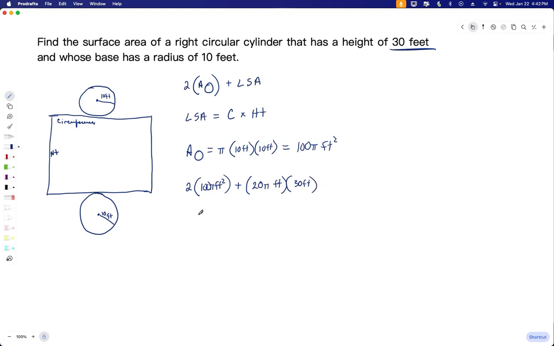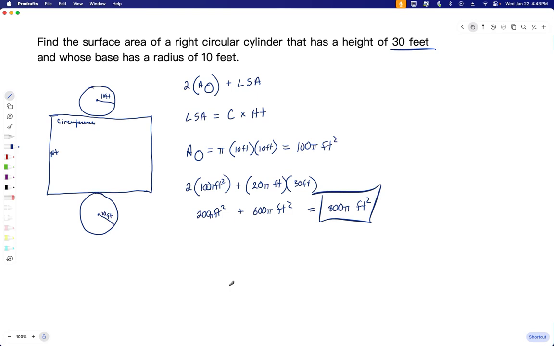So 2 times 100, that's 200 times pi feet square plus 20 times 30, that's going to be 600 times pi, because you have the pi here, feet square. They're both pi, so we can add them together. These are like terms. So that's going to be 800 pi feet square. That's our surface area. Okay?